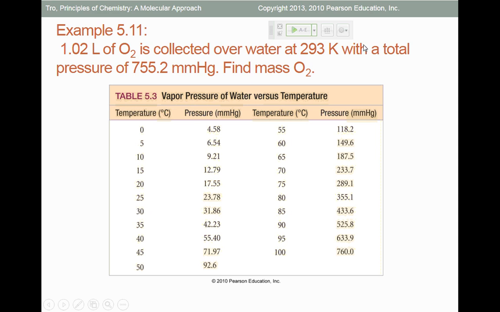We want the mass, but our first step is going to find the moles, of course, because PV equals nRT, that's our moles. So we have our partial pressure. The first thing, as soon as you see collected over water, you want to look up your vapor pressure. We're at 293 Kelvin. Well, this table is given to us in degrees Celsius. But that's okay. All we have to do is subtract 273. So this is really 20 degrees Celsius.